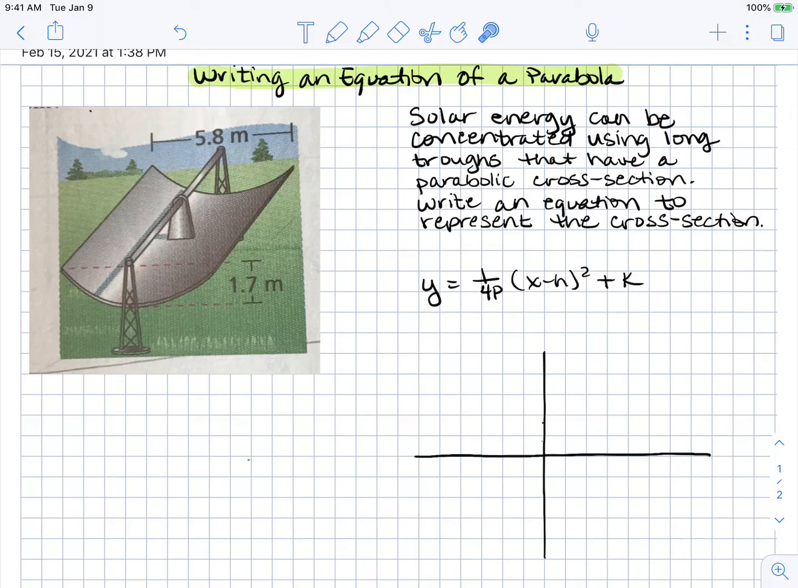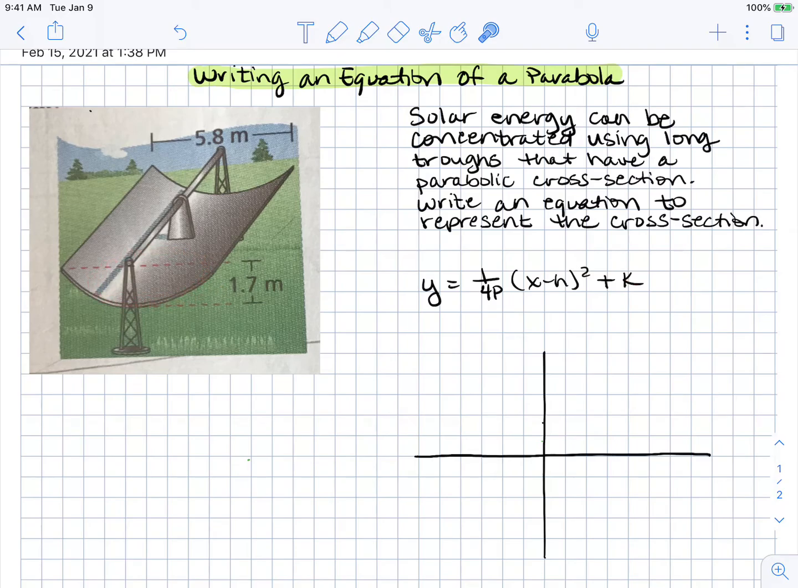Okay. Now, what I'm going to do is use this equation. This is the equation that I would use to create a parabola, because I know that I have a height between my vertex and my focus, and that's what this p is right here, so that gives me some starting ground. I also want to use my h and k, so that's going to be the vertex.